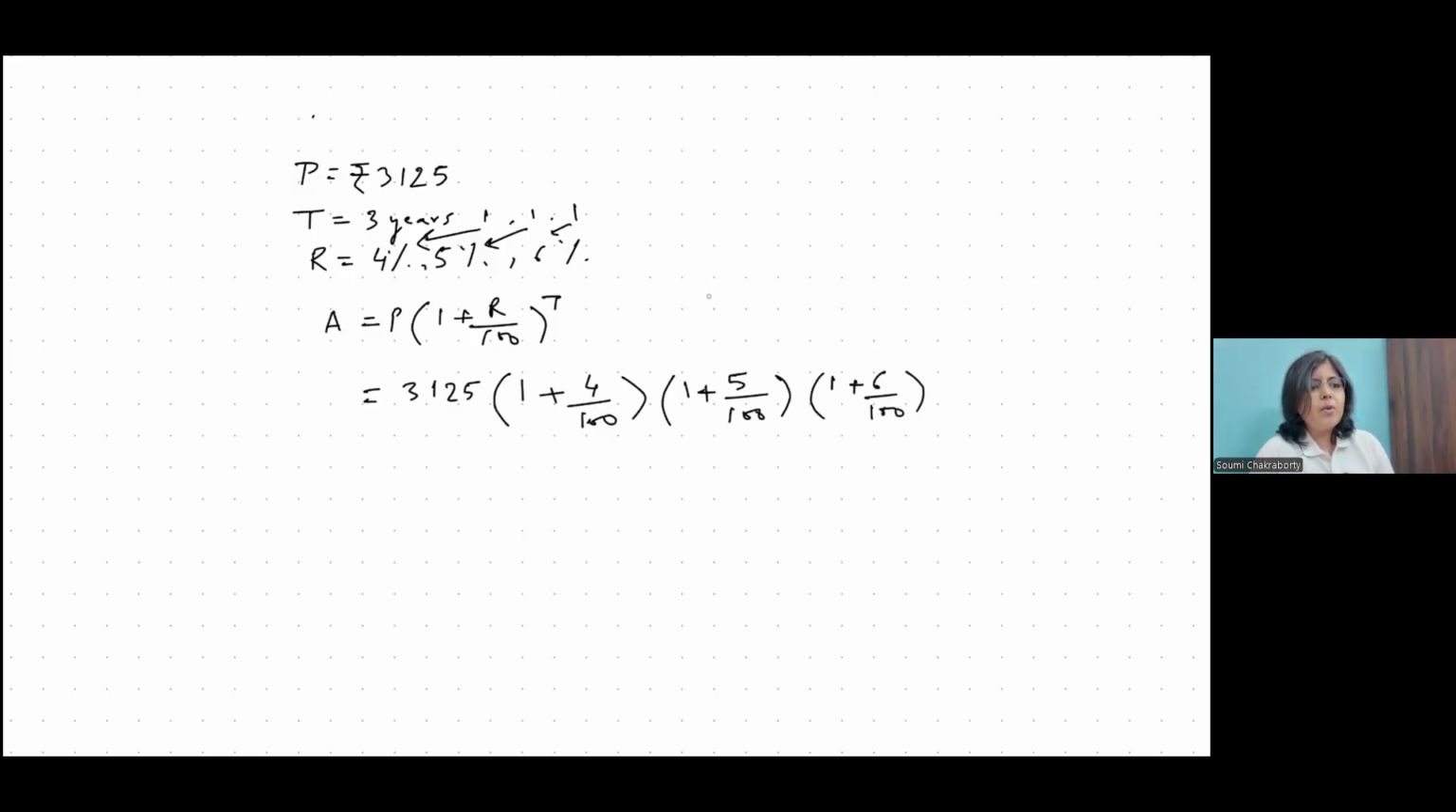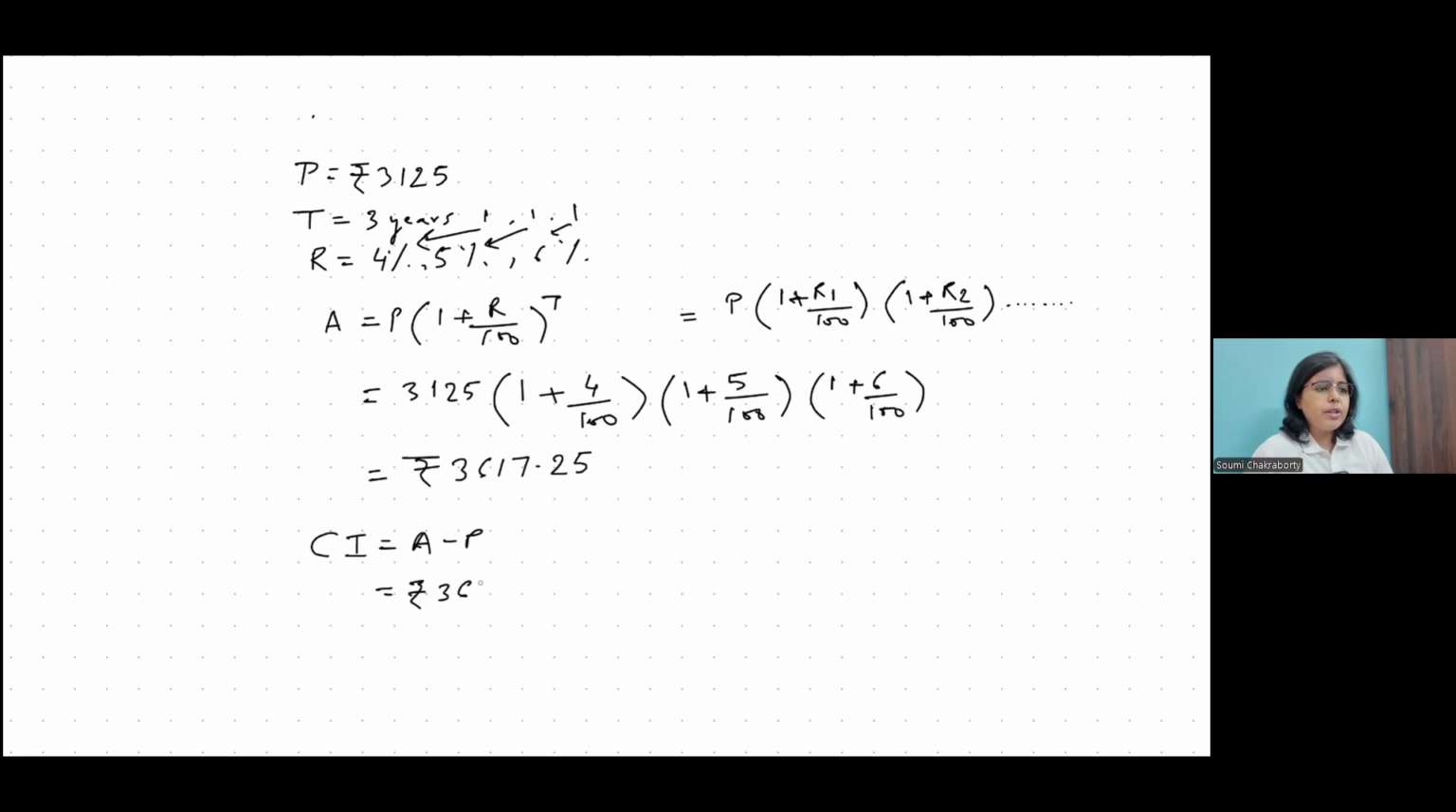What you can write over here is, in the formula, P into 1 plus R1 by 100 into 1 plus R2 by 100, and subsequently as many rates of interest as are given for as many years. And if we solve this, what we really get is rupees 3,617.25. But was that the question? The question was to find out compound interest. So compound interest is equal to amount minus principal, that is rupees 3,617.25 minus 3,125, that is nothing but rupees 492.25.